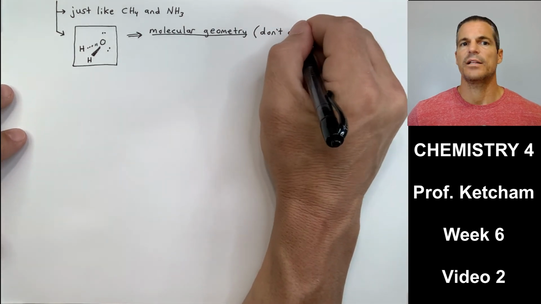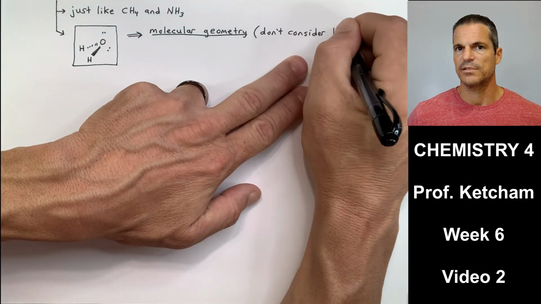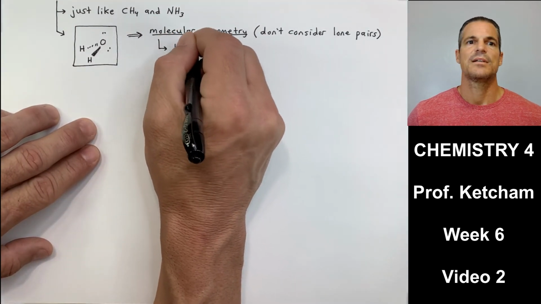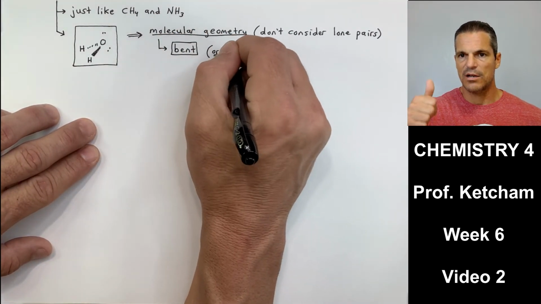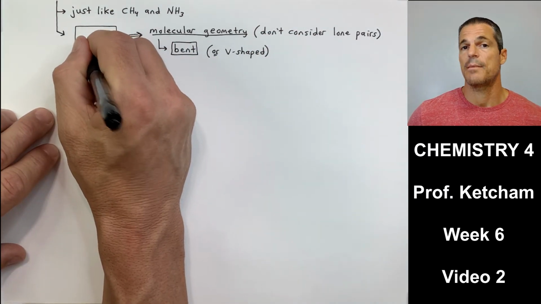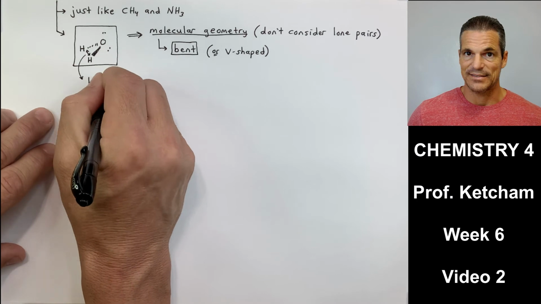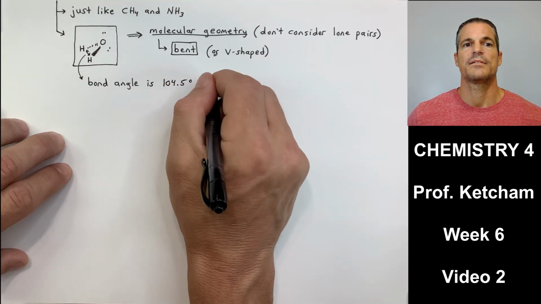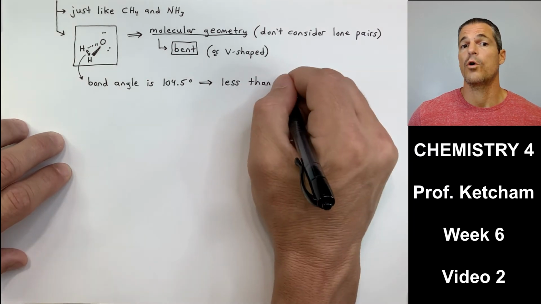But I can't call it tetrahedral because it's not 4 atoms. Can't call it trigonal pyramidal because it's not 3 atoms. It's only 2 atoms. So you take your thumb, cover the lone pairs, and this has a molecular geometry or a shape of bent. Some other people call it V-shaped. We're going to call it bent. Now this bond angle is 104.5.